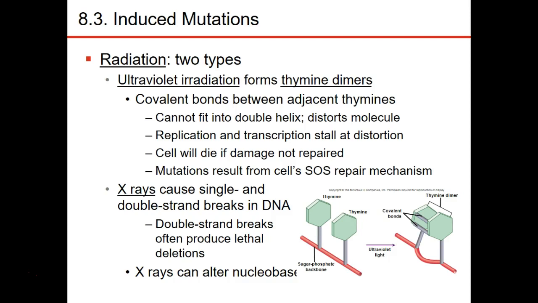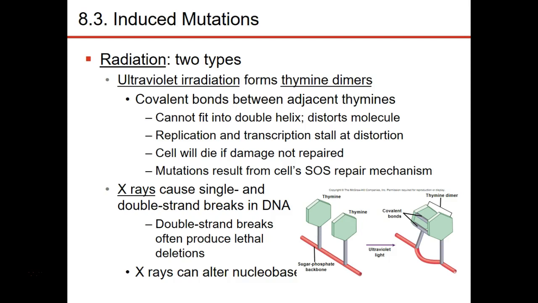Then we have ultraviolet radiation. There are two types of radiation: ionizing and non-ionizing. Ultraviolet radiation is non-ionizing radiation. And when it attacks the DNA, it causes thymine dimers, where two thymines in the same strand of DNA will attach to each other, and so they can no longer attach to the adenines.